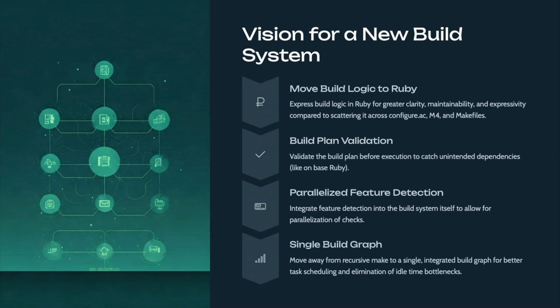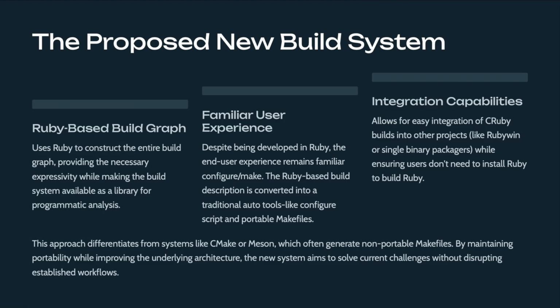Exactly. They generate make files or Ninja files, but you need their executable to do the generation. This new Ruby system takes a different approach. It converts the Ruby-based build description into a traditional autotools-like configure script and generated make files that can be distributed within the tarball.